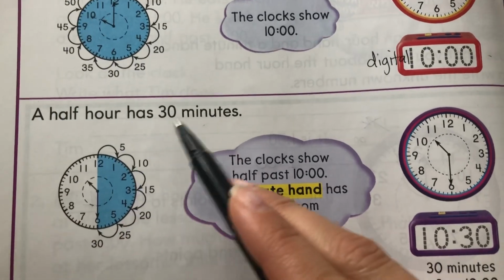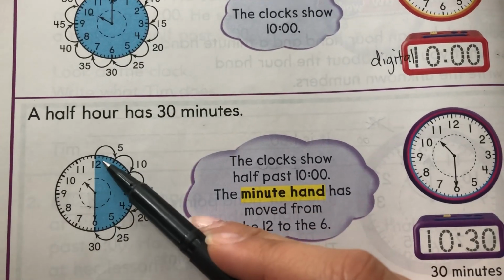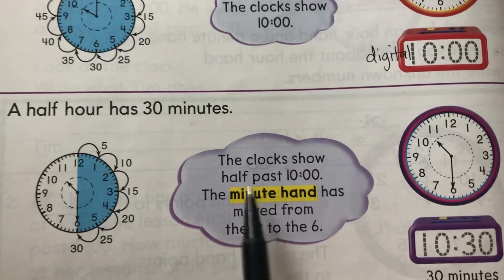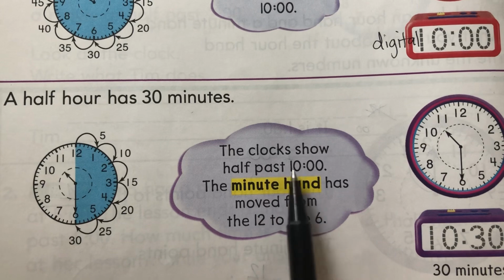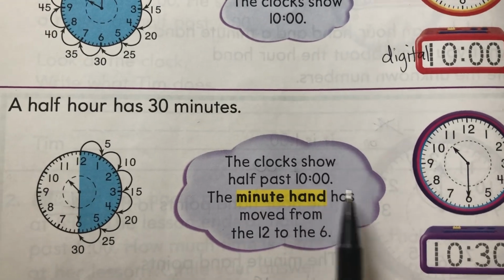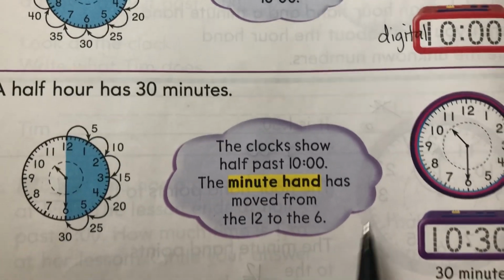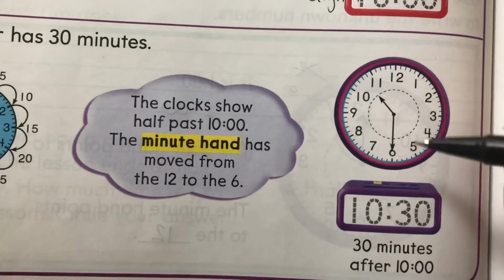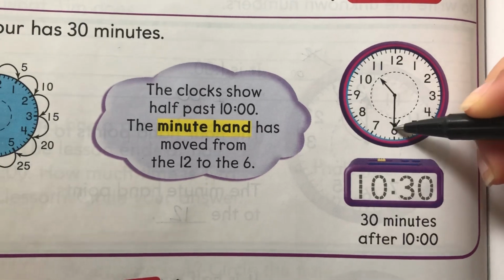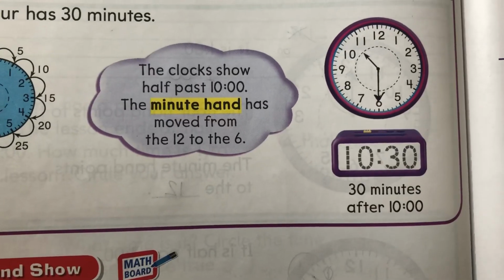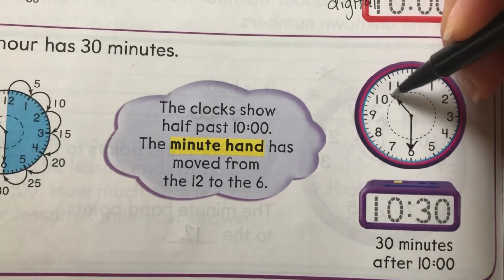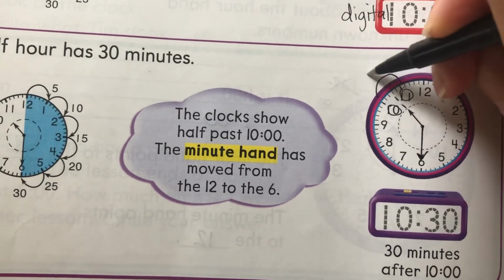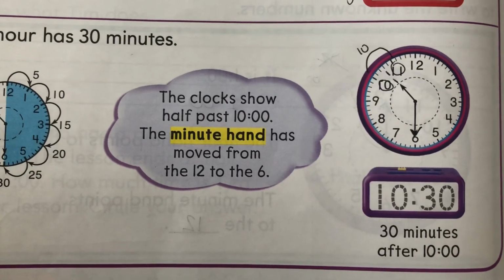A half hour has 30 minutes. You know what? I wish they told us this the other day. This is a great little diagram. The clocks show 10:30. The minute hand has moved from the 12 to the 6. So when 30 minutes have passed, the minute hand is at the 6. It shows us this is in between 10 and 11, but it's still in the 10 zone. So it's 10:30.